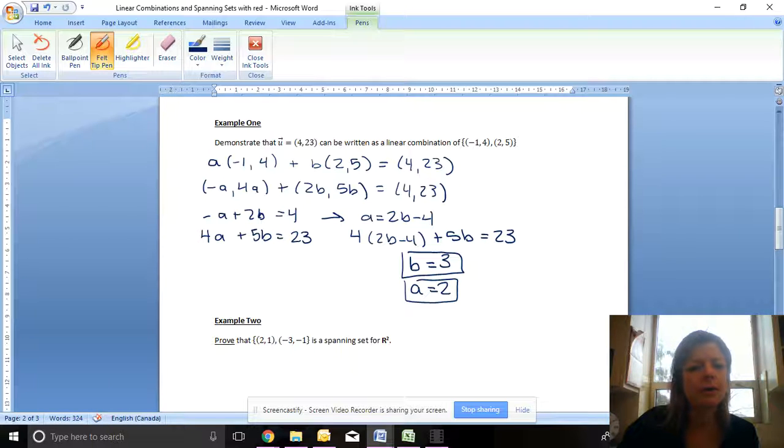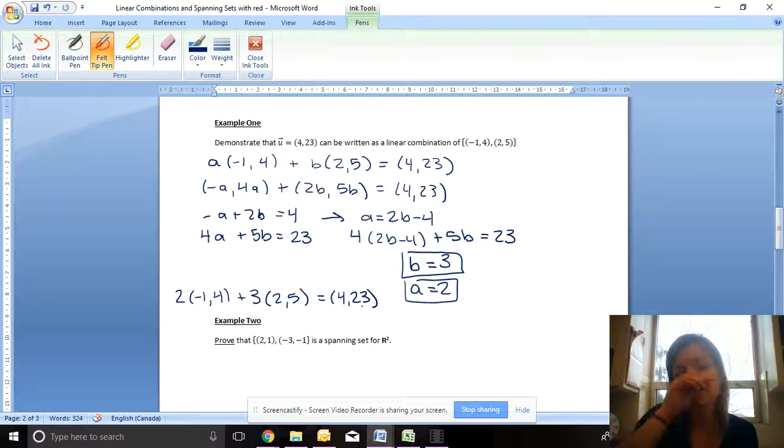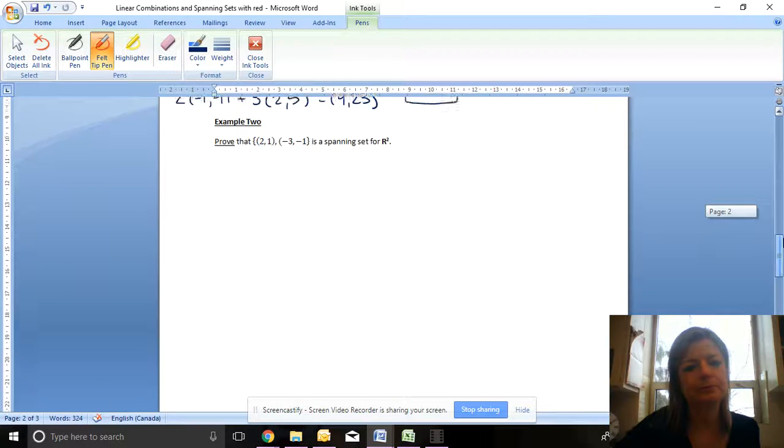So therefore, the linear combination that works is 2 times (-1, 4) plus 3 times (2, 5), which gives you the resultant vector (4, 23). This same process can be done to create any vector u, which is why these two vectors span R2, because they can be used as a linear combination to create any u that we want. It's just the coefficients that will change.